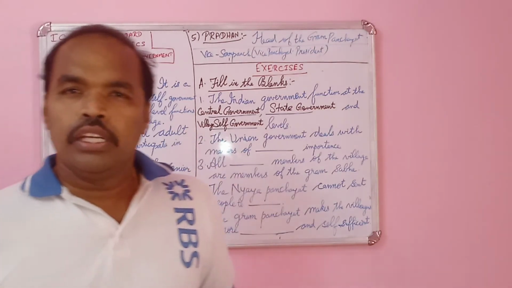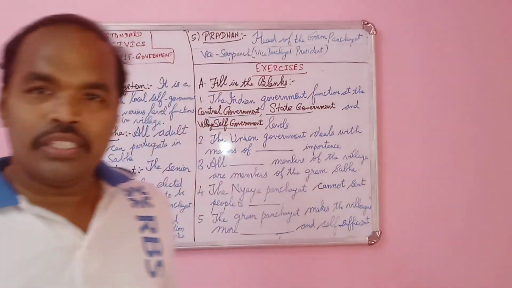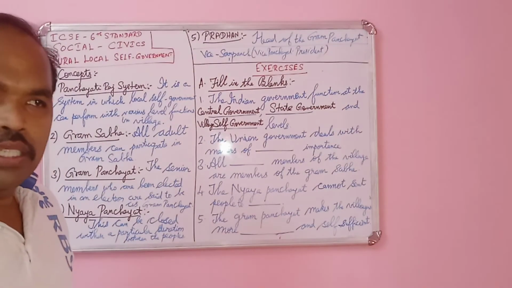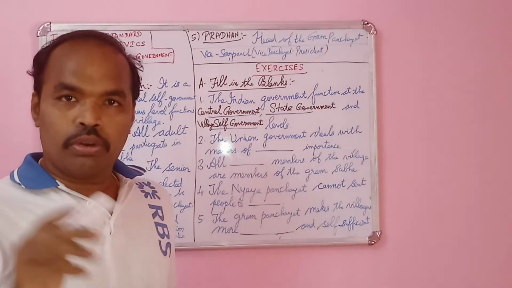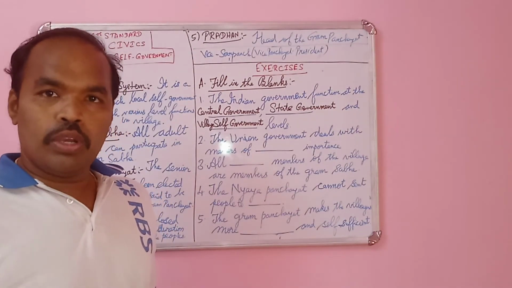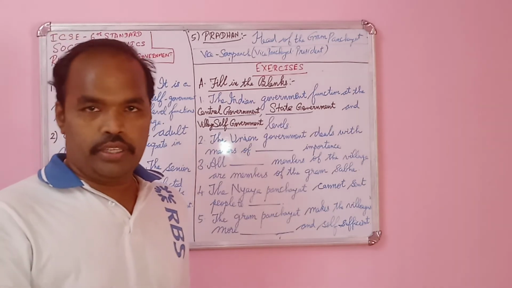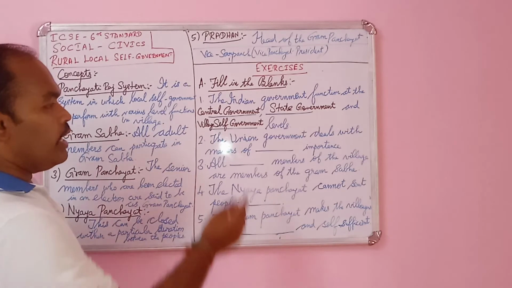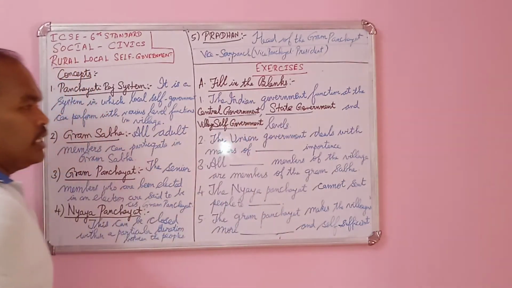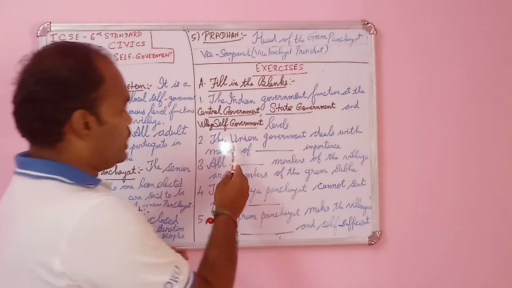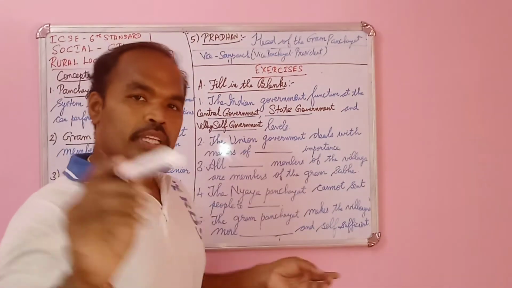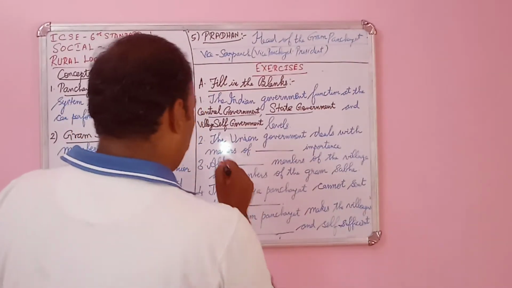Central government. Who is ruling the central government? Which party is ruling the central government? BJP is ruling the central government. Who is the Prime Minister of India? Narendra Modi ji. And village self-government levels. Then the next one: central government is said to be the union government also.